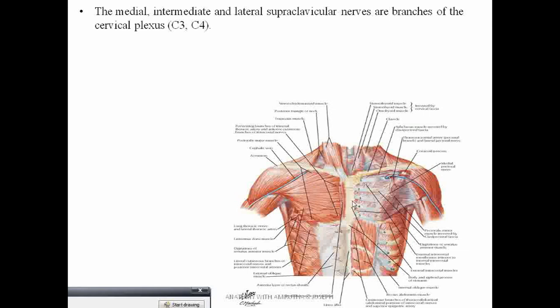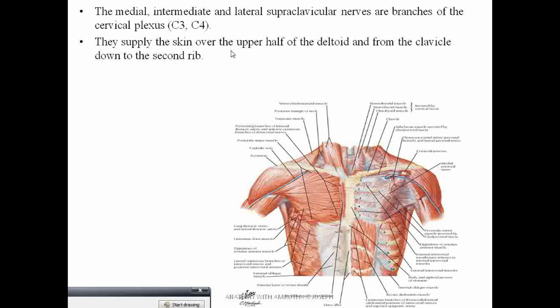Medial, intermediate and lateral supraclavicular nerves are branches of the cervical plexus. In the superficial fascia, we will see some cutaneous nerves. These nerves are supraclavicular nerves. They are seen in this area. It is not seen in this diagram, but they are supposed to be present in this area. These nerves may pierce the clavicle and supply the pectoral region. You might have studied the clavicle. When you studied the peculiarities of the clavicle, it is mentioned that the clavicle is pierced by some nerves, and these are the nerves which we are talking about.